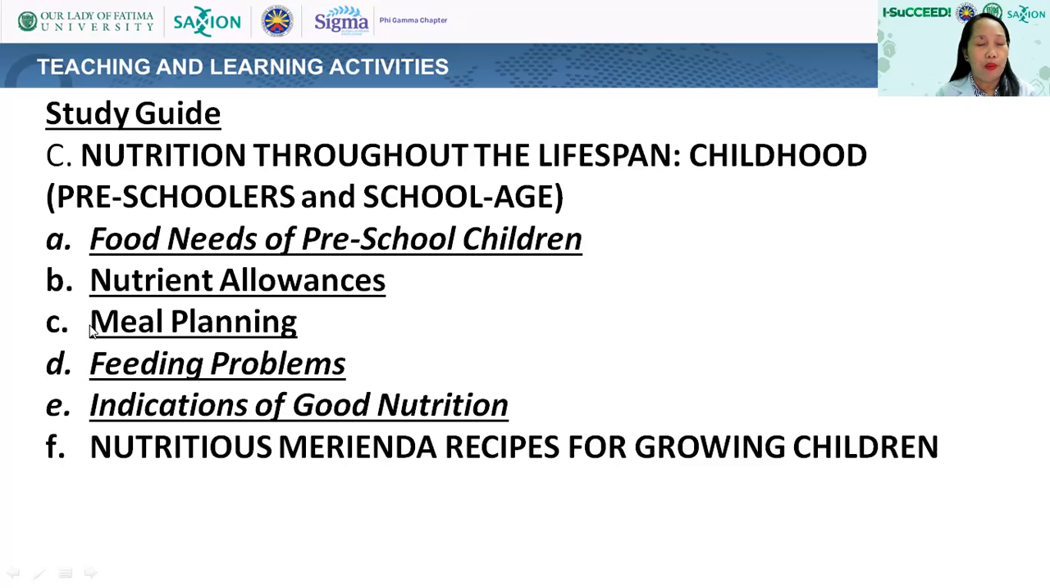Students will also be able to perform or conduct meal planning for preschool children, do more activities concerning feeding problems, and learn the indications of good nutrition of preschool children. And lastly, students are expected to perform or prepare nutritious merienda recipes for growing children.